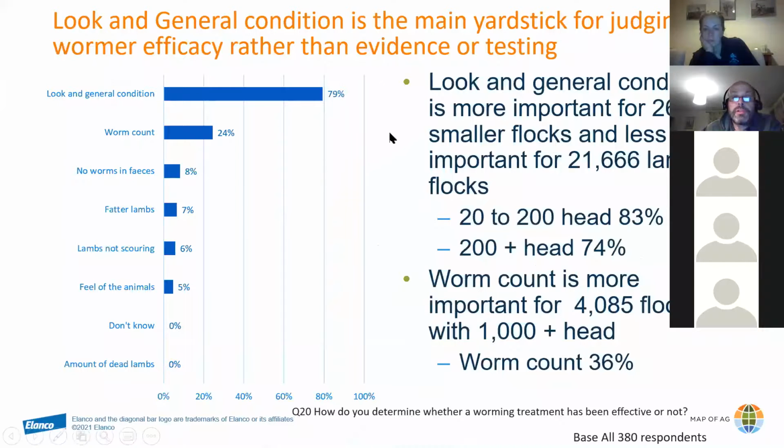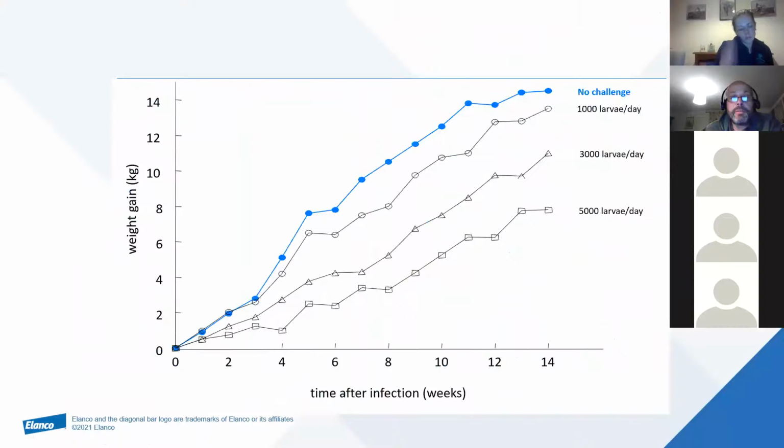We also asked the farmers what they based their opinion on. How do you determine if your worming treatment has been effective or not? And most of the farmers are going on look in general condition. So if the lambs look okay after worming, then we think the wormer's effective enough, it's working well enough. And there's an encouraging quarter of the farmers that are using worm egg counts to have a look and be a bit more accurate about it.